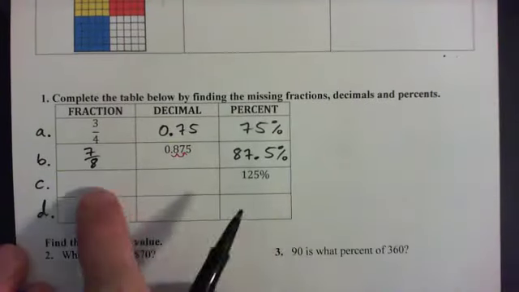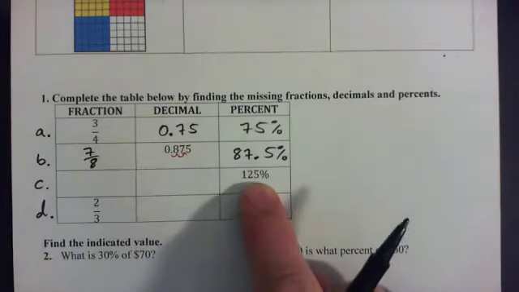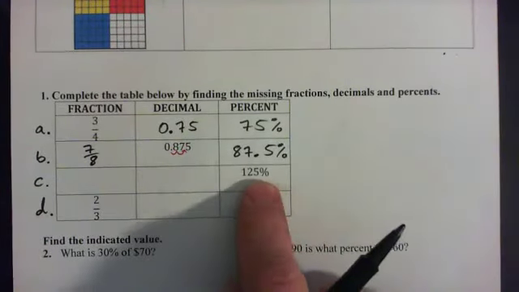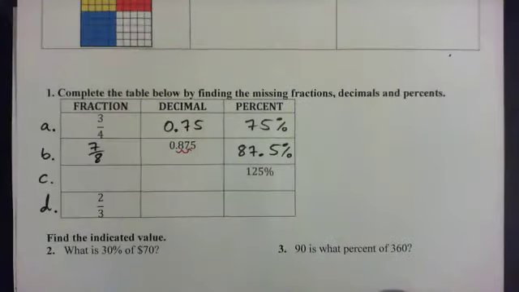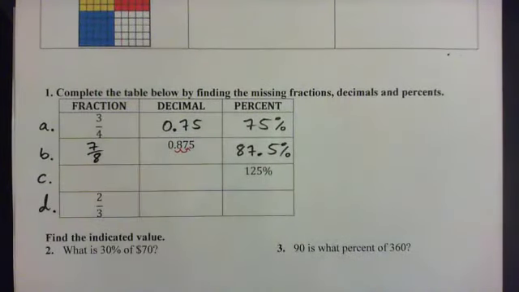Part C then. 125%. We've got to convert that to a decimal and a fraction. So how do we go from percent to decimal, right? Let's have a look at that. Percent to decimal.